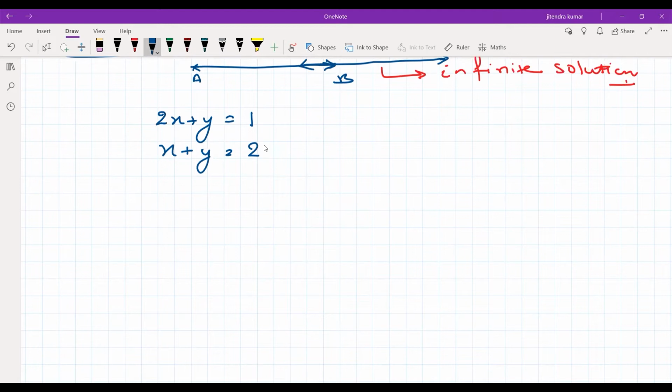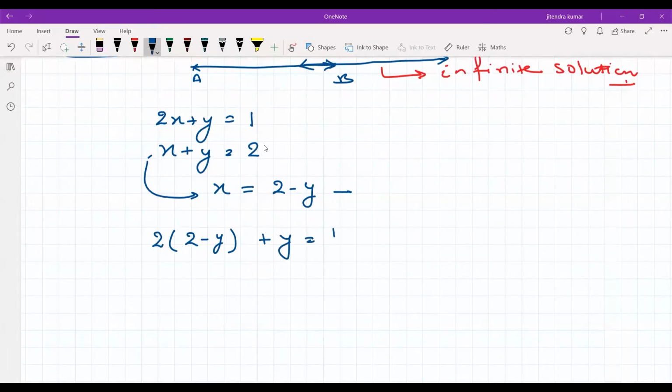Let's find the value of x in terms of y from this second equation. So can we write x is equal to 2 minus y? Okay, now I'm putting this value in the first equation in place of x. So it will be 2 into 2 minus y, plus y, is equal to 1. So this will give us 4 minus 2y plus y is equal to 1.